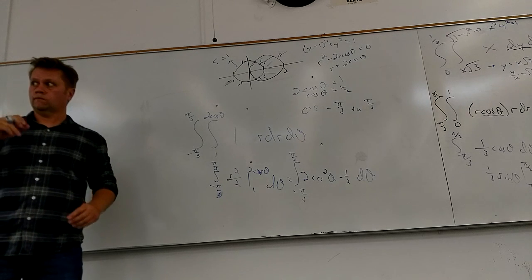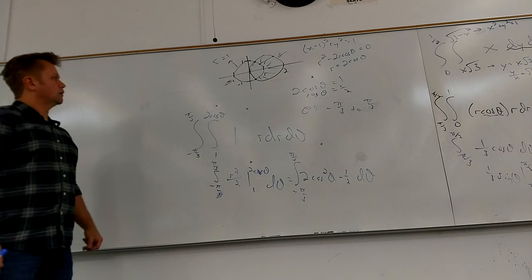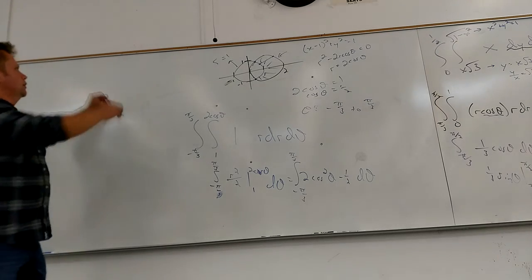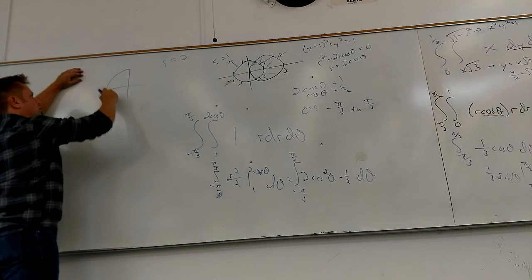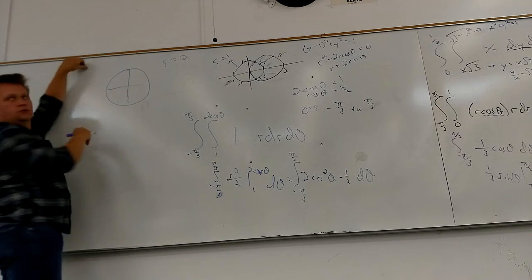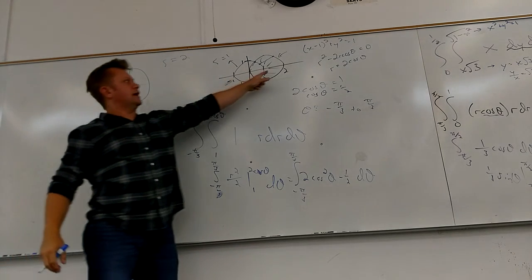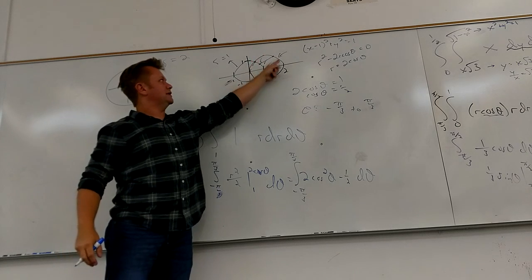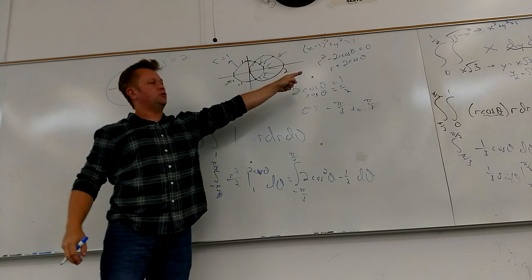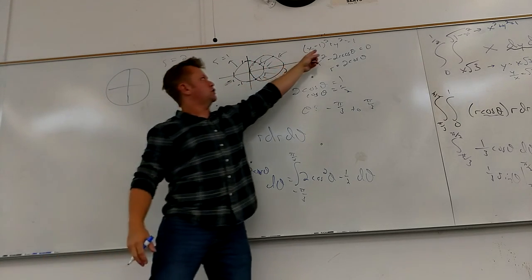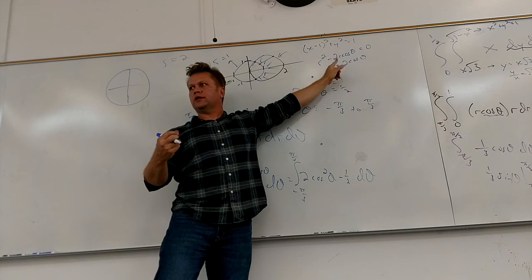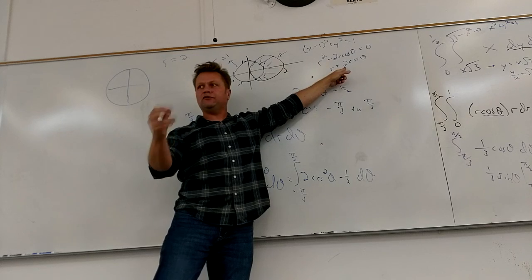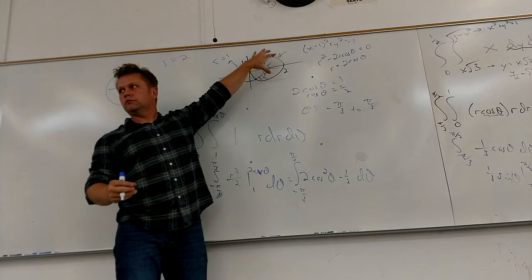I'm lost on why it's from 1 to 2 cosine theta, not 1 to 2. Oh, okay. R equals 2 would have to be a circle of radius 2 centered at the origin. That's not what this is. What is its definition? R equals 2 cosine theta. How did we do that? We started off with the definition in rectangular. We changed it to polar. So that is the equation. That's the definition of this circle.